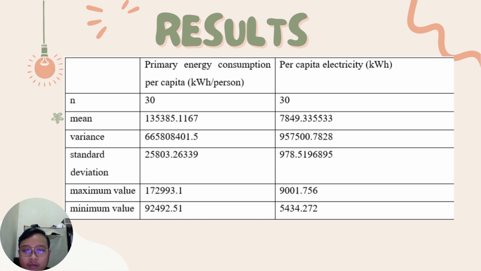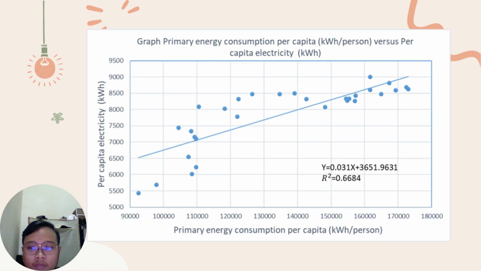Today I will present about result and discussion. Based on the result, we have tabulated a table that contains number of count, mean, variance, standard deviation, maximum value, and minimum value for both dependent and independent variable. Next, the graph will show a scatter plot to visualize the relationship between two different numerical variables, which is the correlation between the primary energy consumption per capita and per capita electricity.